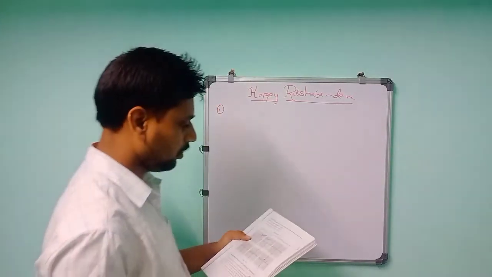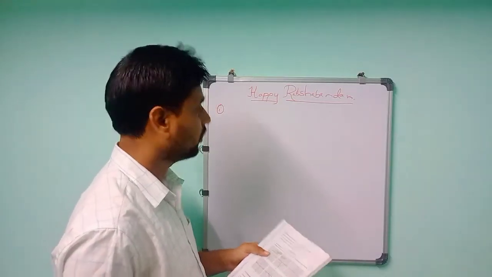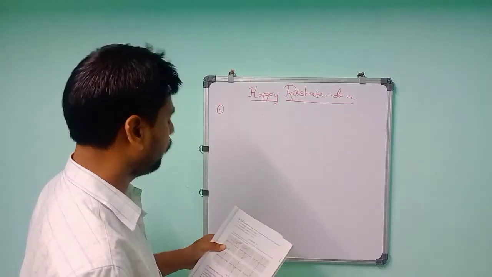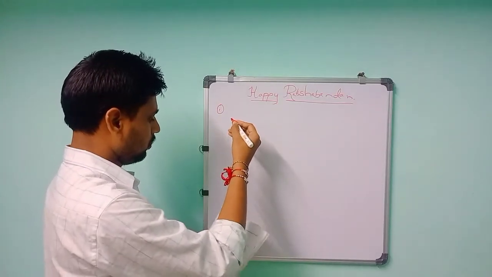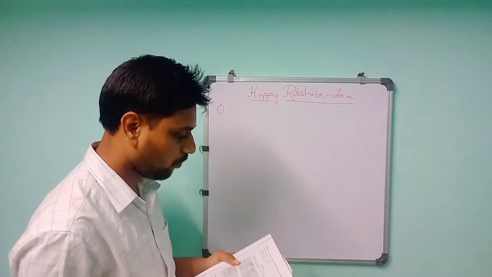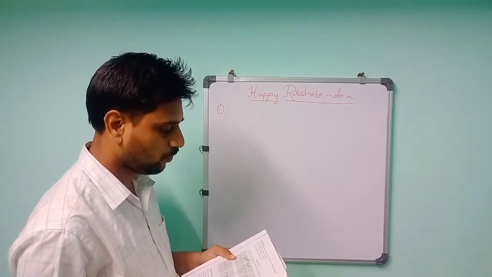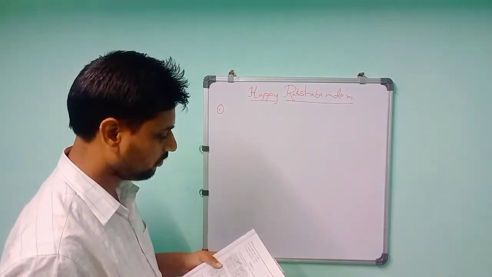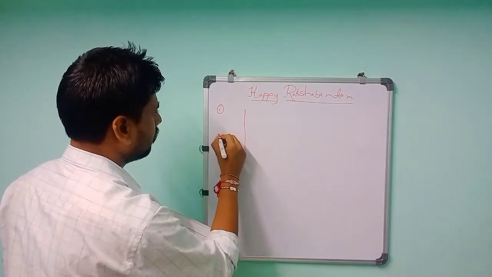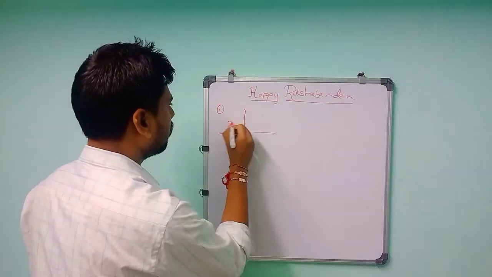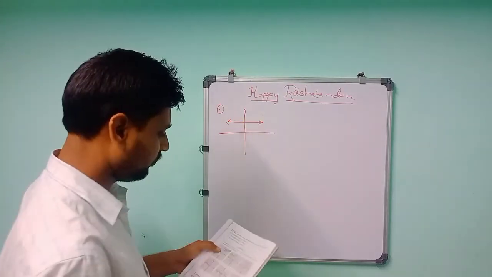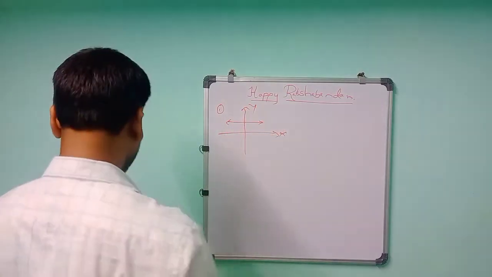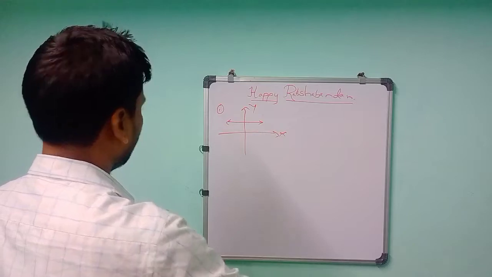I completed the basic examples of how to find the zeros of the polynomial. So you can go to this exercise 2.1. First question: the graphs of y equals p of x are given in figure 9.1 for some polynomials p of x. Find the number of zeros of p of x in each case. So first one, they have given a straight line. See, this is x and this is y. They ask you to find out the number of zeros.